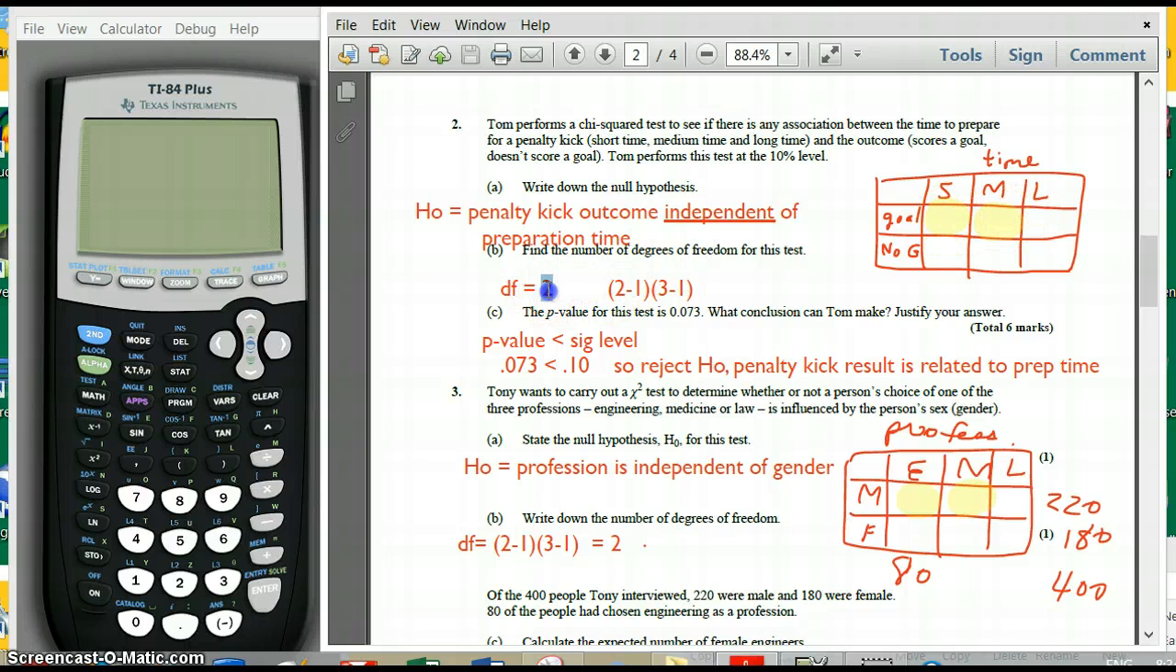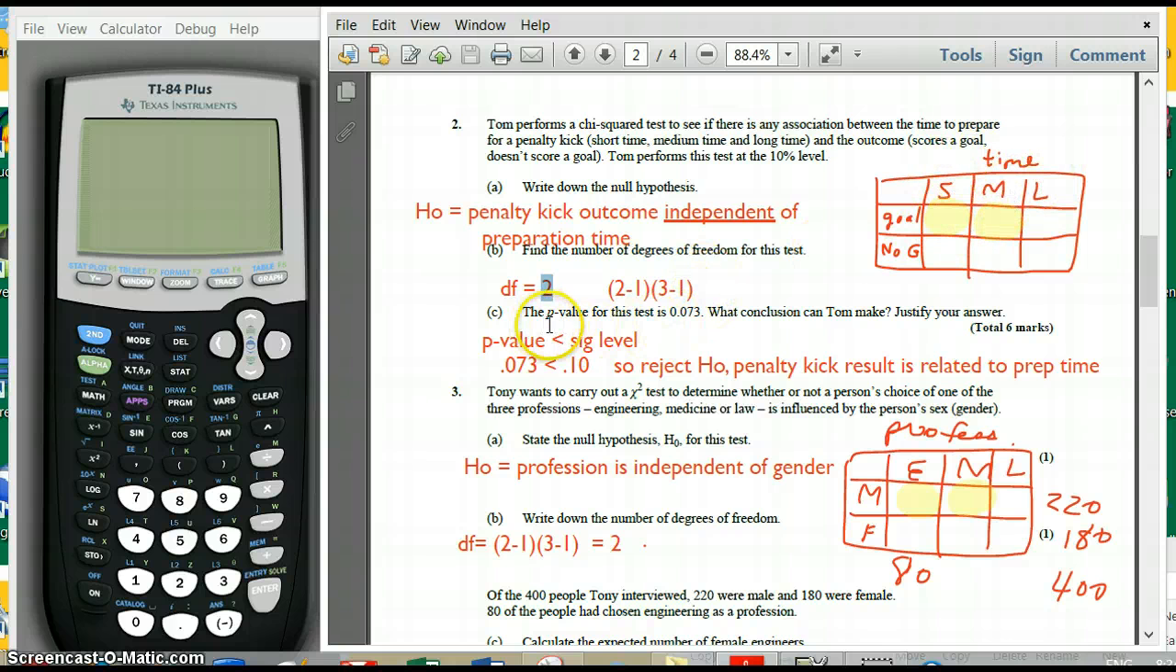If they ask you how you calculate that, you would say, well, I take the number of rows, I subtract 1, I take the number of columns, I subtract 1, and I multiply the two times each other. So 2 minus 1 times 3 minus 1 gives us 2.